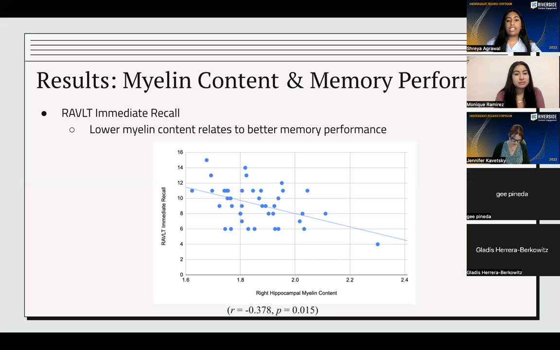One of them is that the episodic memory test that we used, which was the Rey AVLT, could be more sensitive to myelin degradation. And because of that, we ended up seeing a negative correlation between the two.